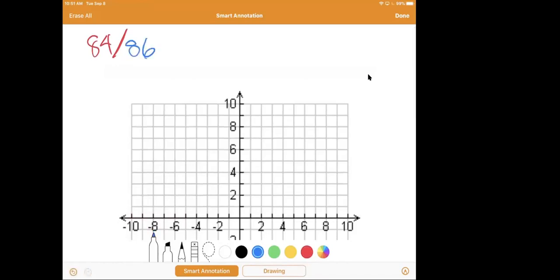I'll do them in different colors so that if you're screenshotting it, you'll know which one is which. So let's look at 84. Problem number 84 asks us to graph x equals -2.